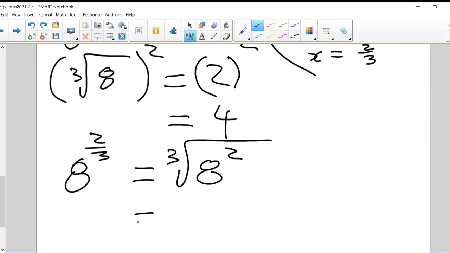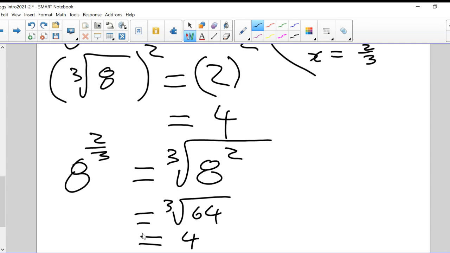So let's go through the process. That means I'm looking at the cube root of 64. Well, guess what, folks? That's still 4. So either way, you're still going to get that 4. So what does 8 to the power of 2 over 3 mean? It means one of two things. Either I'm squaring the 8, then cube rooting it, or I'm cube rooting the 8, and then I'm squaring it. The order does not matter.